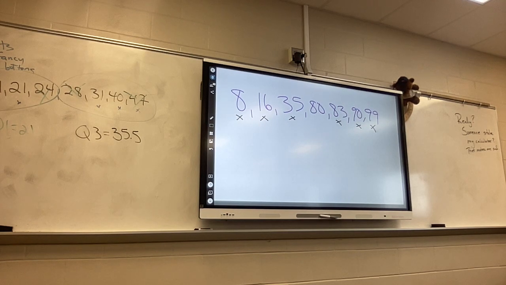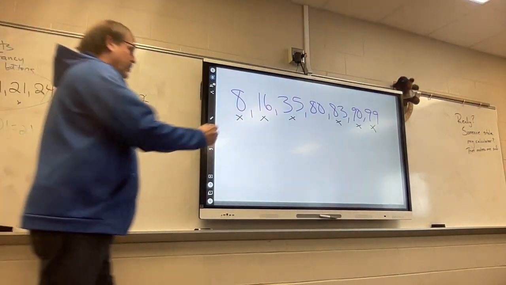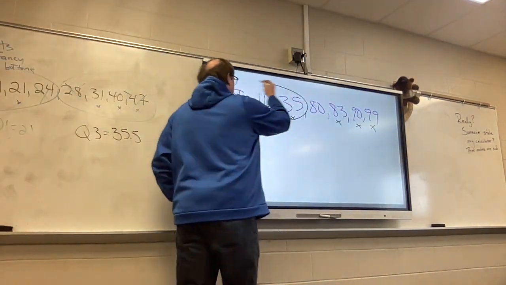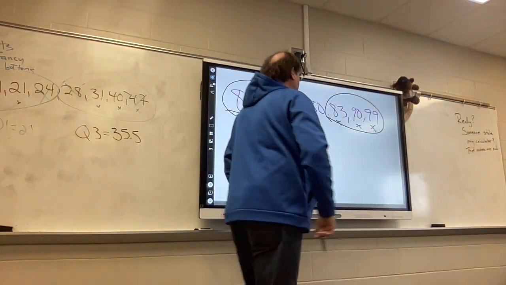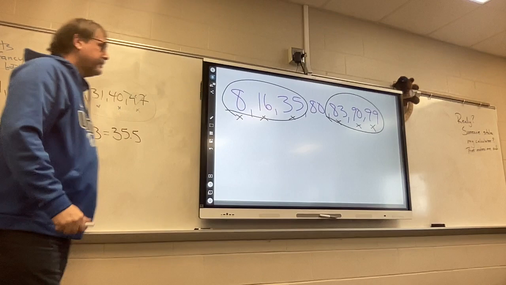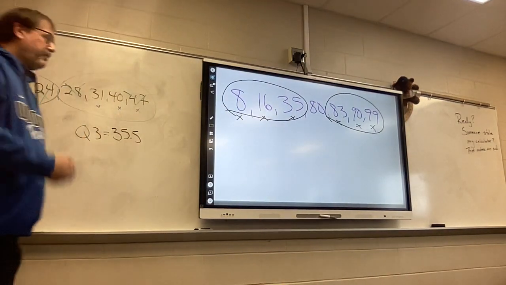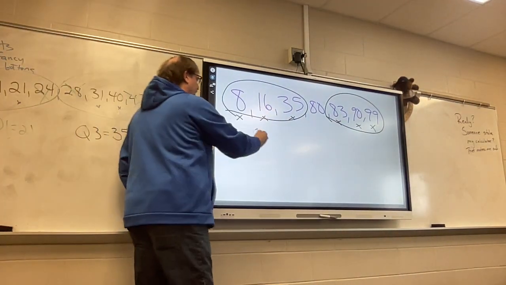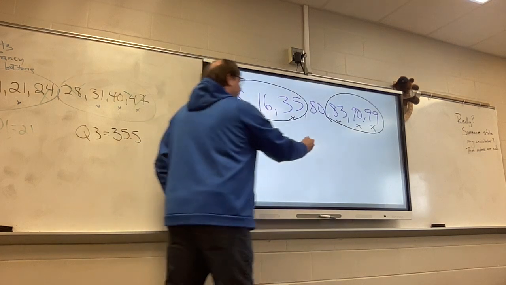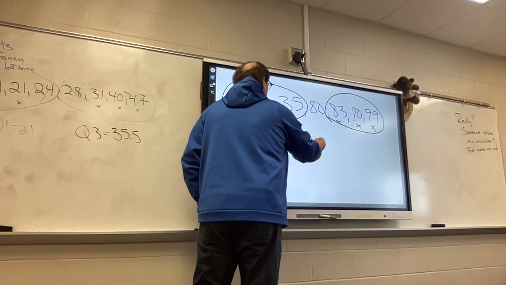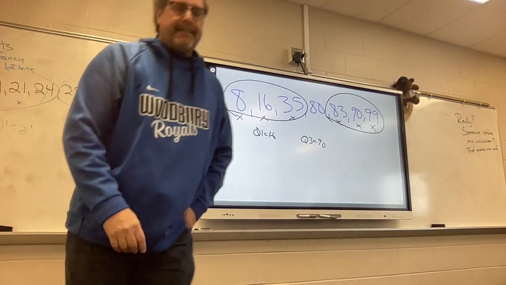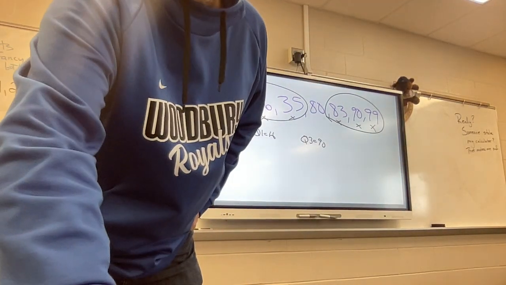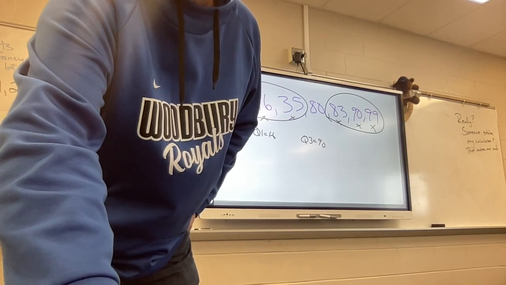Now, we have an odd number of numbers. Here we had an even number. When you are circling to find your Q1, if there's just one number in the middle, you ignore the 80 and circle what's left. Then you can find what's in the middle, Q1 and Q3. That's all that was about. That will be tested on.